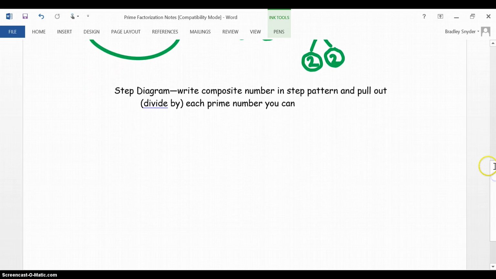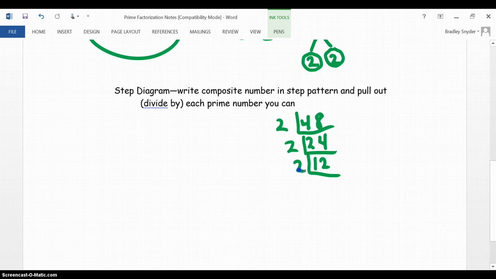So remember, the step method is upside down division, so we'll go ahead and write 48. And you want to divide by the smallest prime possible, and since it's an even number, I can divide by 2. And 2 goes into 4 twice, it goes into 8 4 times, and then I move down the steps. I have another even number, so I can divide by 2 again. I get 12. 12 is even, so I can divide by 2 again. I get 6. 6 is even, so I can divide by 2 again. I get 3. 3 is not divisible by 2, so I divide by the smallest prime I possibly can, which is 3, and I get 1.